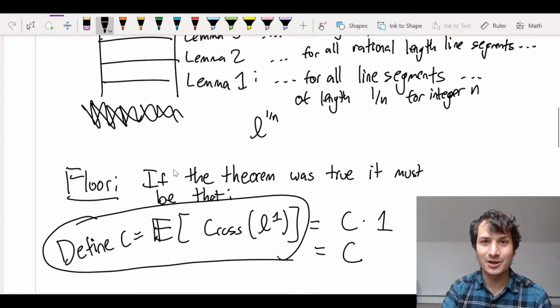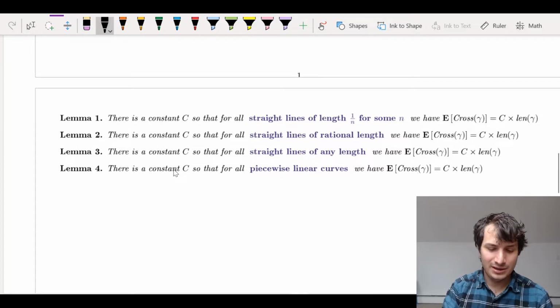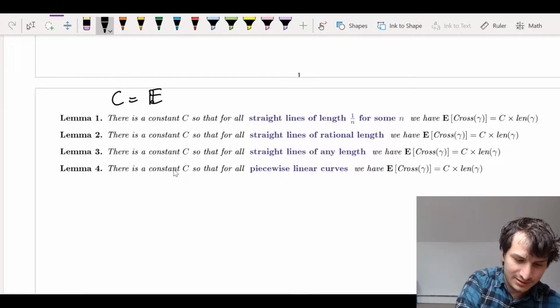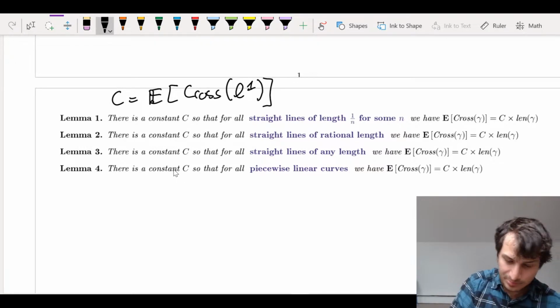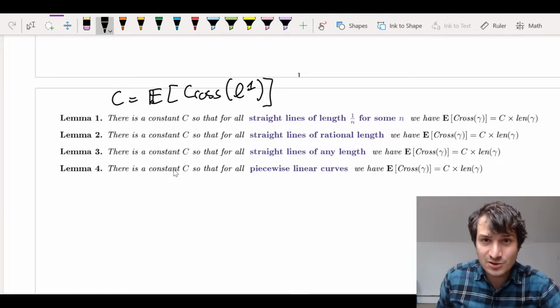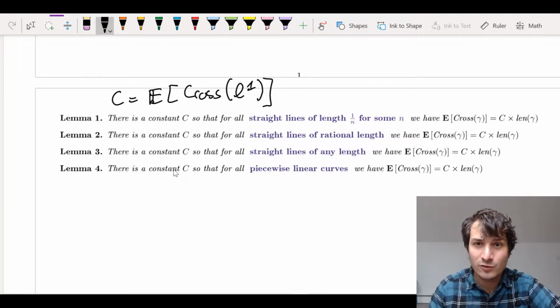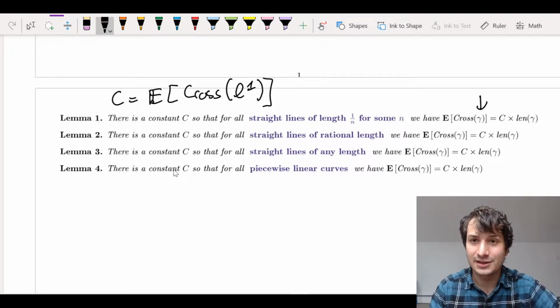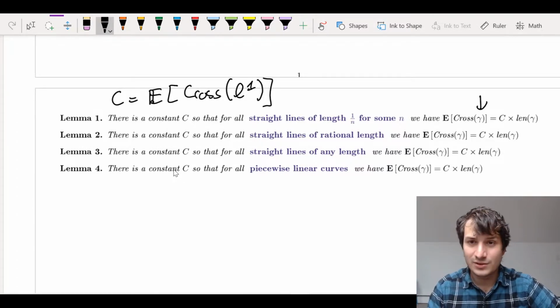Okay, so here we go. Lemma 1, we want to prove lemma 1. So there exists a constant c. We know what c is. c is the expected value of the number of crossings of L1. There is a constant c, so that straight line segments of length 1 over n for some n have this property: the expected value is proportional to the length. So let's prove lemma 1.